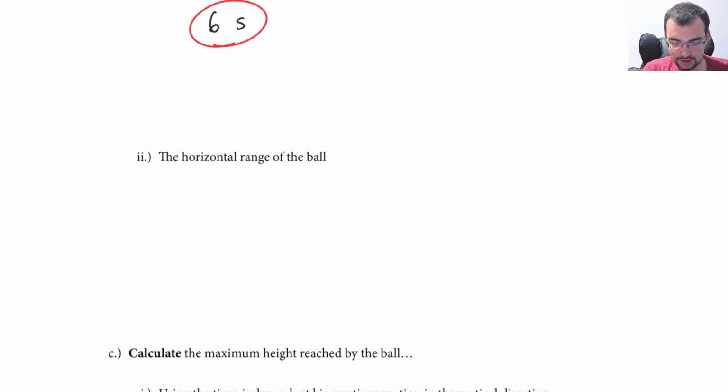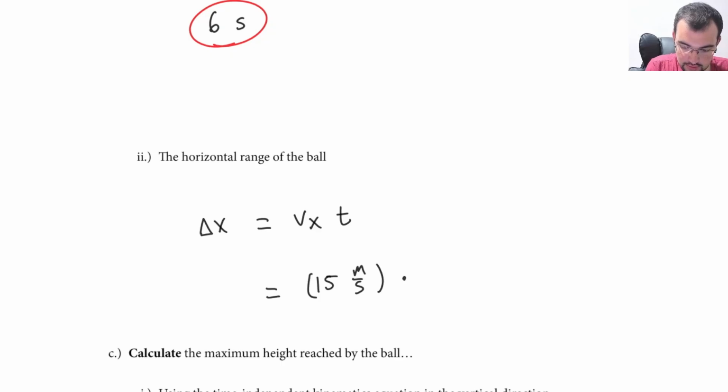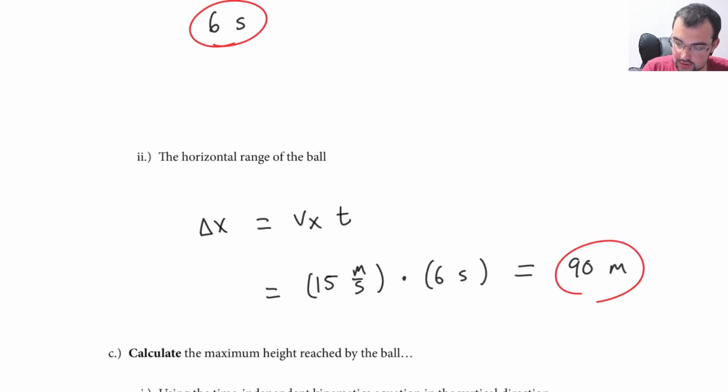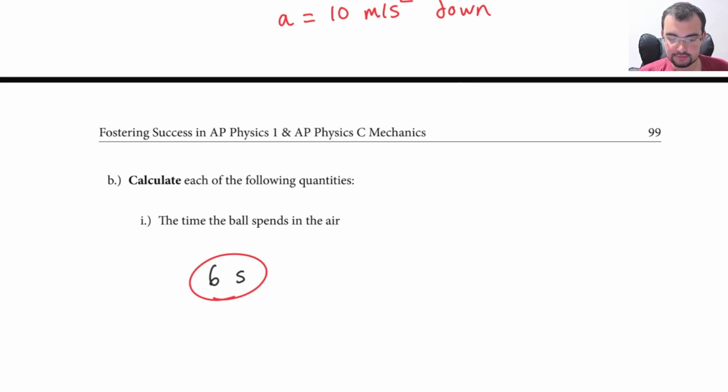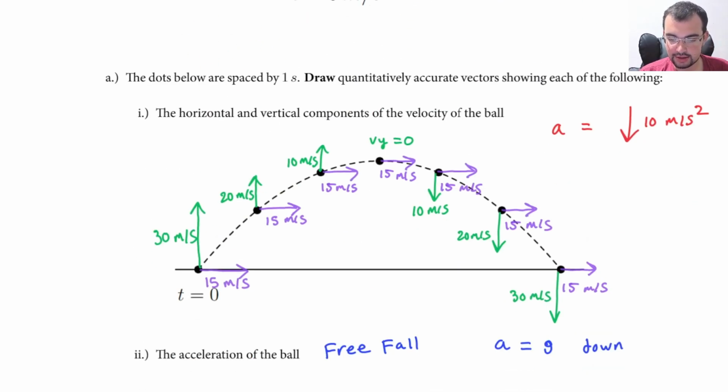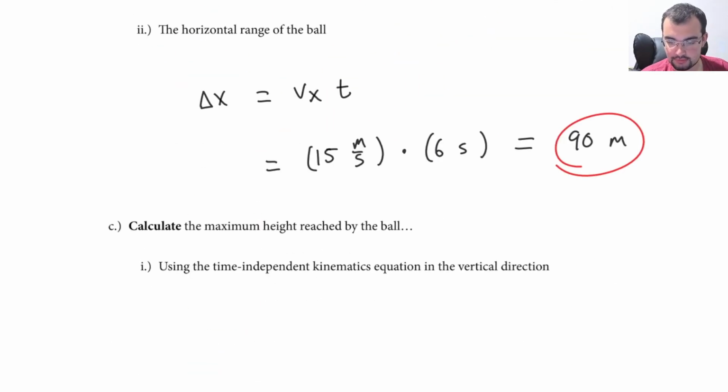What's the horizontal range? Well, that's super easy because delta x is just vx times t, because my x velocity doesn't change. So I go 15 meters per second for 6 seconds. Ooh, that's the hardest part. What is 15 times 6? That's 90. 90 meters. Right? It's going 15 meters per second its whole flight. So it goes 15 meters 6 times.